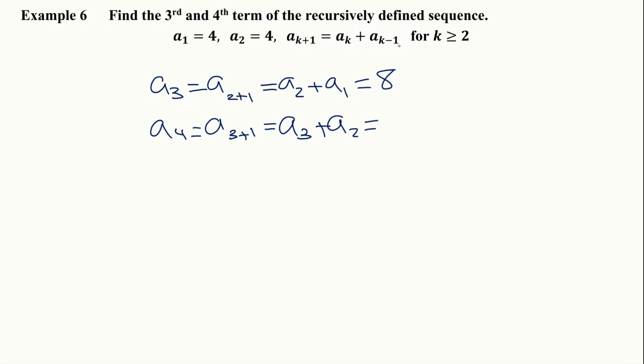So what is a3? a3 is given as 8. We found it in the previous step. And what is a2? That's one of the initial conditions. It's 4. So what is it? 12. And that's all we had to do. Find the third and fourth term. Because the whole idea is understanding what's going on, not to overkill, right? Try this one, see what you get, and then come join me again.